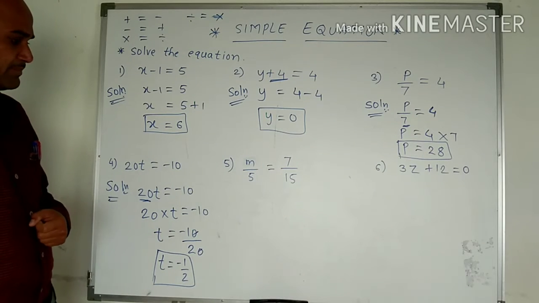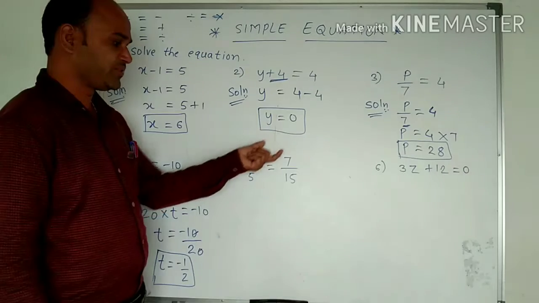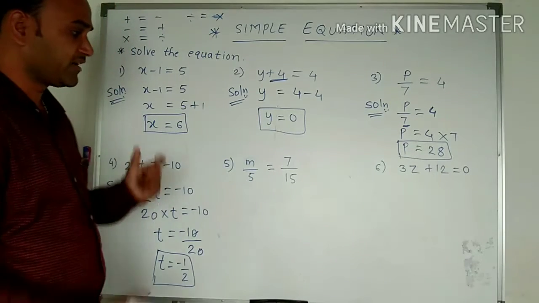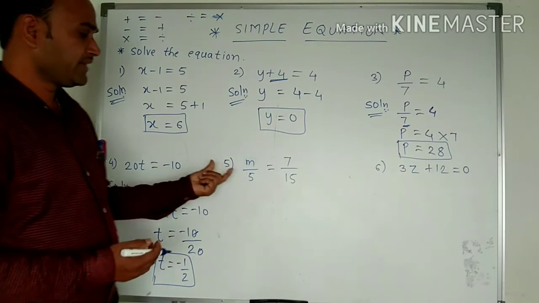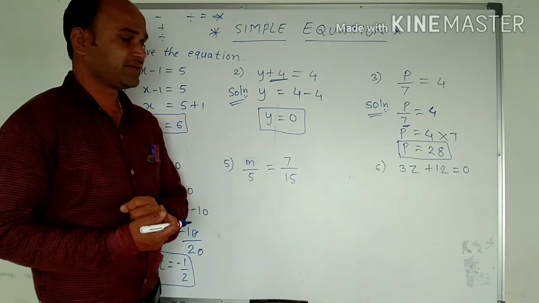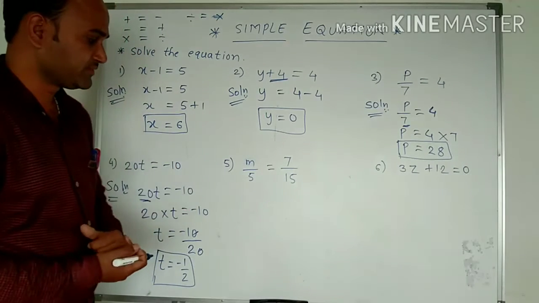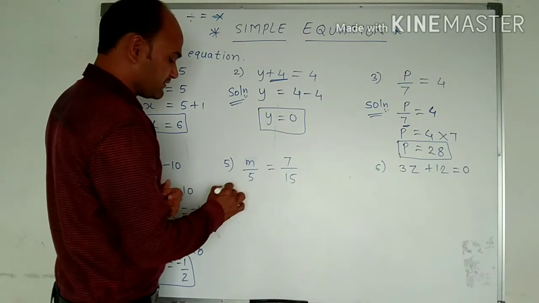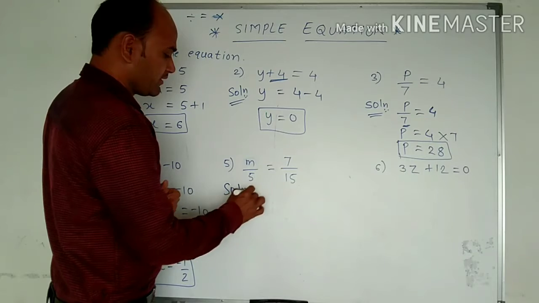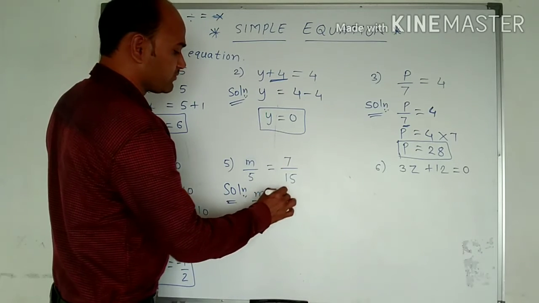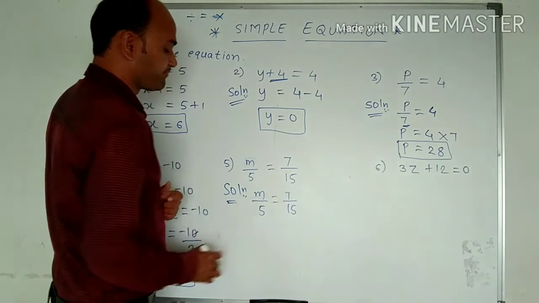The next example is m divided by 5 is equal to 7 divided by 15. Here the two numbers are rational numbers. So how to solve this type of equation? We can see here m divided by 5 is equal to 7 divided by 15.